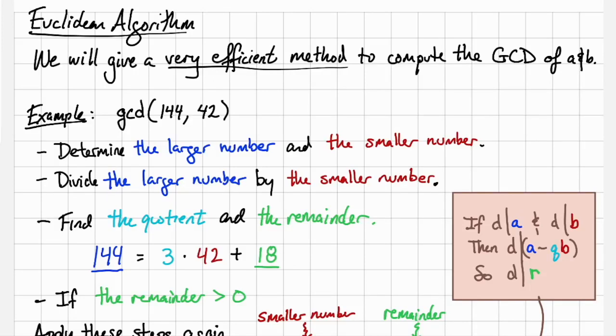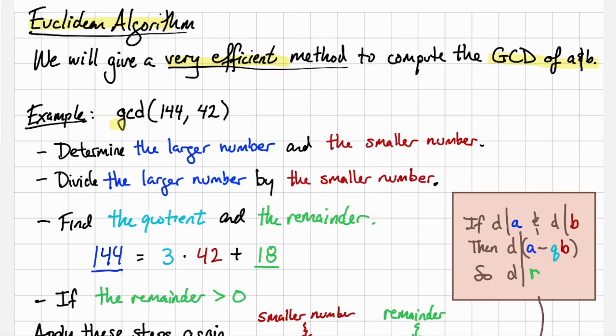Welcome back. In the last video we talked about a method to compute the greatest common divisor of a and b. In this video we'll talk about another method that's very efficient. It's called the Euclidean algorithm. Before we state the algorithm, let's walk through an example and explain why it works.